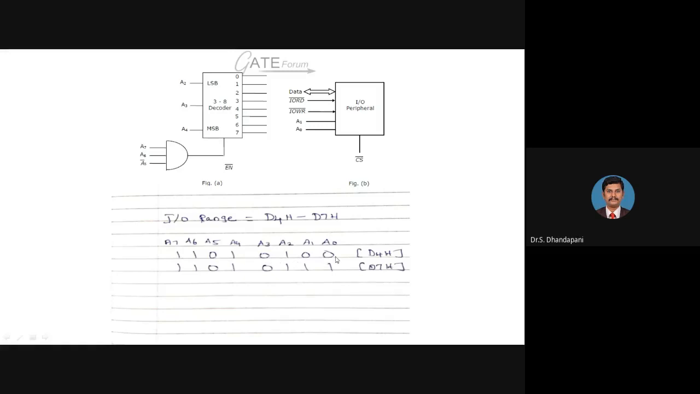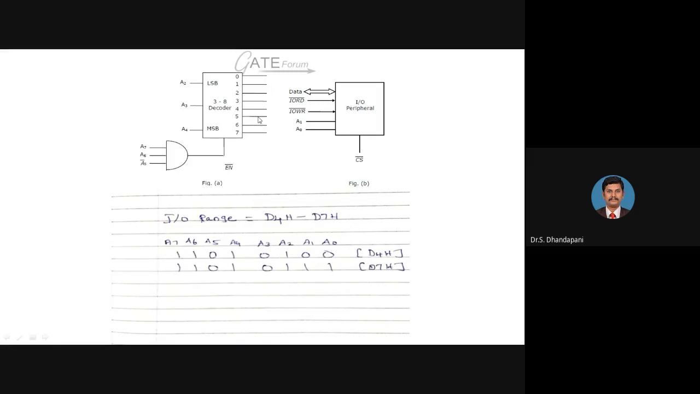This is the starting address. The ending address is D7: 1101 in binary for D, and 0111, the value of 7 in binary. So this is the starting address and this is the ending address. For this starting and ending address, the value of A2, A3, A4 is 101. So 101 means output 5 will be selected, because when the value is 101, the decoder will select output 5.